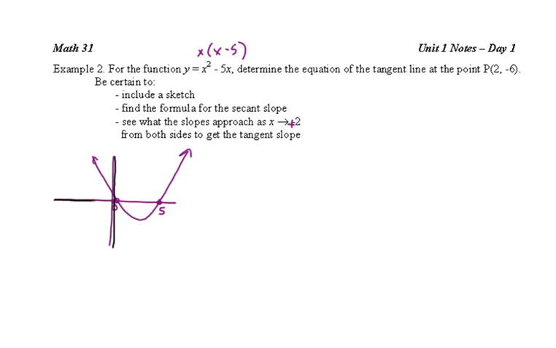Okay, so we have our point P. Where's point P going to be? 2 and negative 6. So there's my point P, 2 and negative 6. And we want to find the equation of the tangent line.